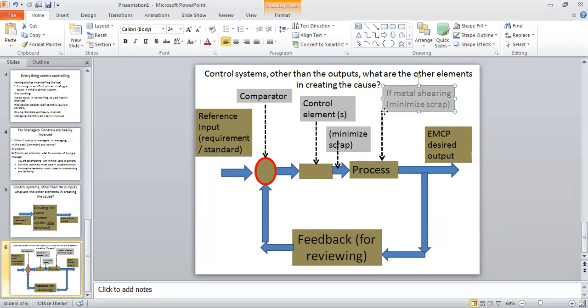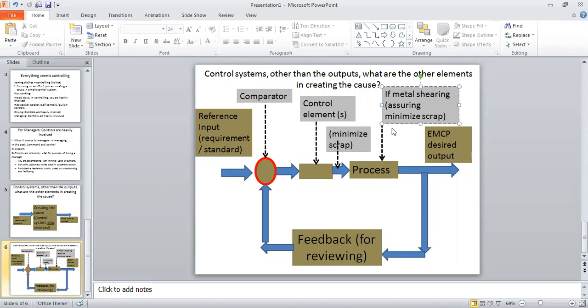Then you may have maybe new knowledge inputs. Minimize scrap, to be assured. Assuring minimize scrap. This is the process. Command is minimize. Assuring minimize scrap. The process improvements may be designs, your practices, sometimes machine modifications or whatever. So your outcome will be there.